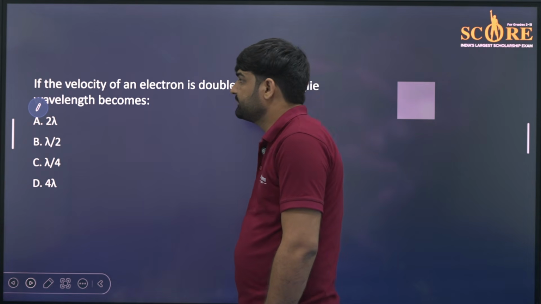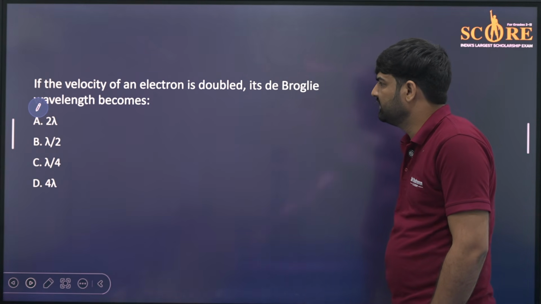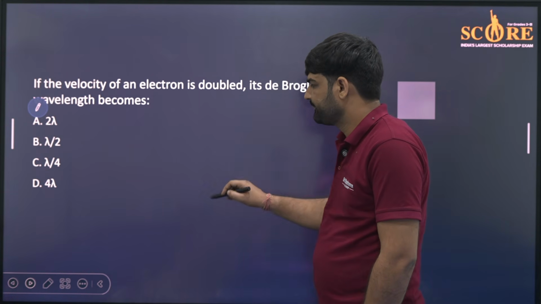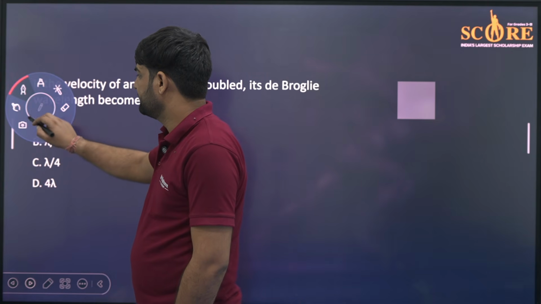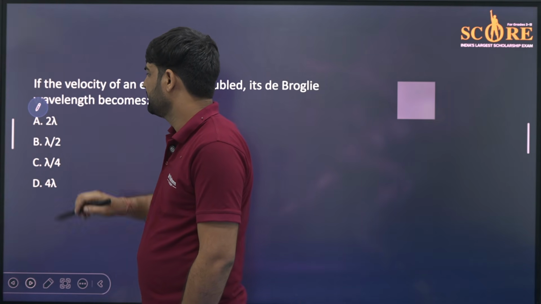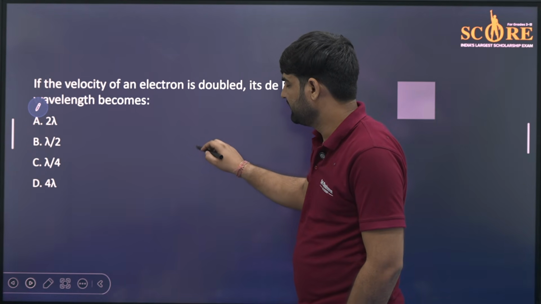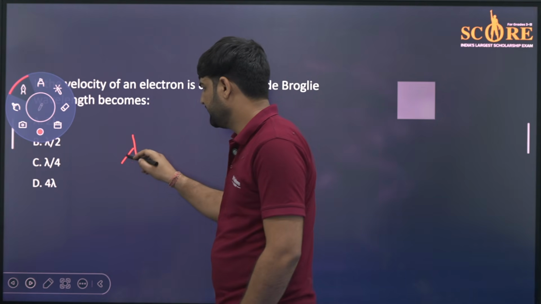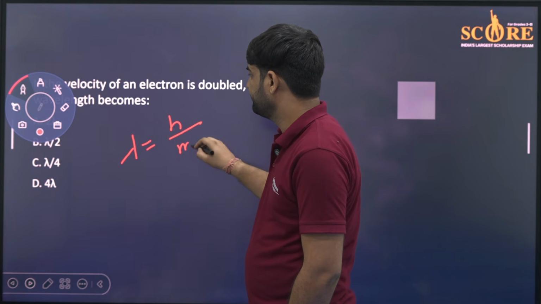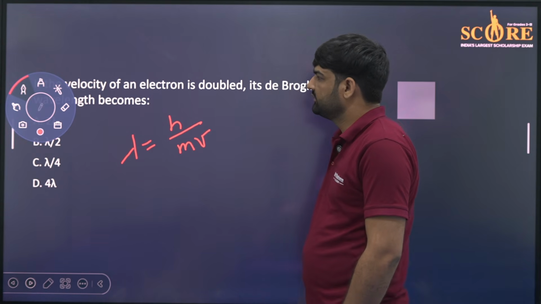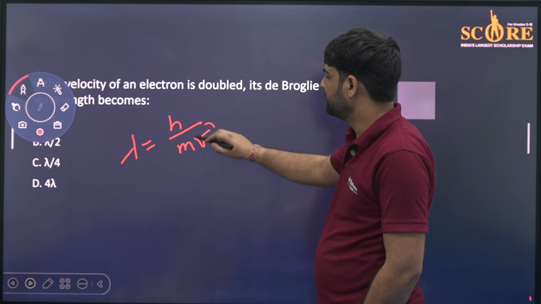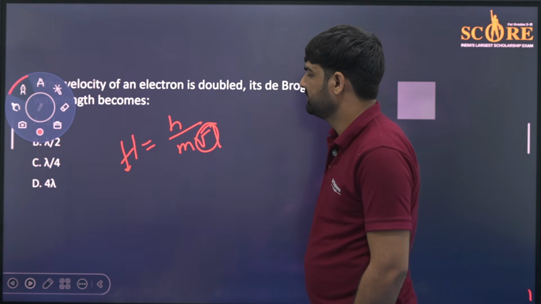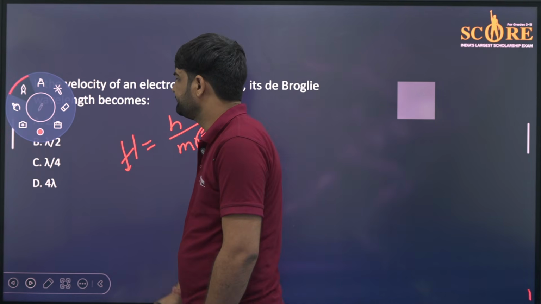Next, a simple question. Velocity of electron is doubled, its de Broglie wavelength becomes? So you know what is the relation between lambda and velocity. So you can write lambda equals h upon mv. If you double the velocity of the electron, then lambda will be half. So your answer will be lambda by 2.